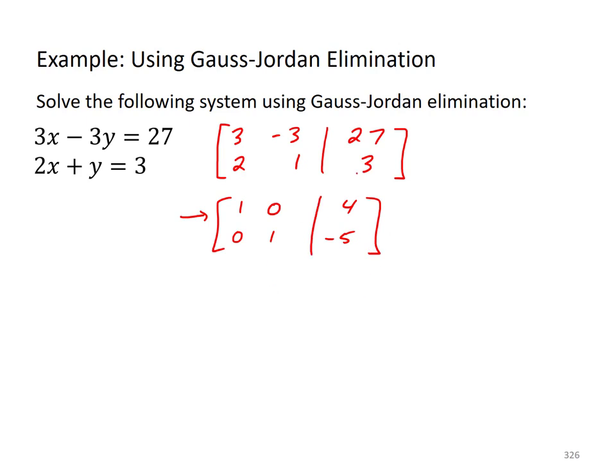That last column is my solution because I have ones in the main diagonal, zeros everywhere else. So this corresponds to a solution of x equals 4, y equals negative 5, or the ordered pair, parentheses 4, comma, negative 5, close parentheses.